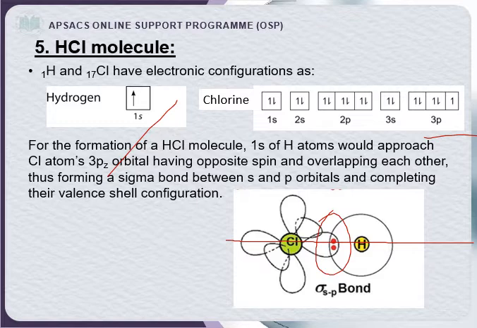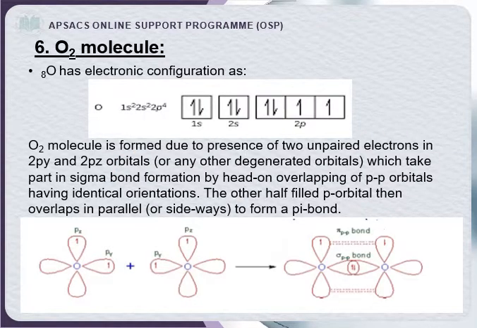So it is an S to P overlap once again with a sigma bond formation, as the electronic cloud is localized and lying on the central axis. Right? So this is the formation of HCl under the heading of VBT, that is valence bond theory. Now here another molecule is mentioned, that is the oxygen molecule.